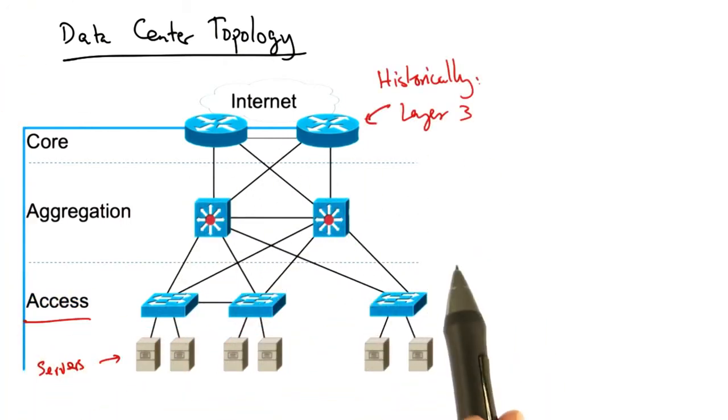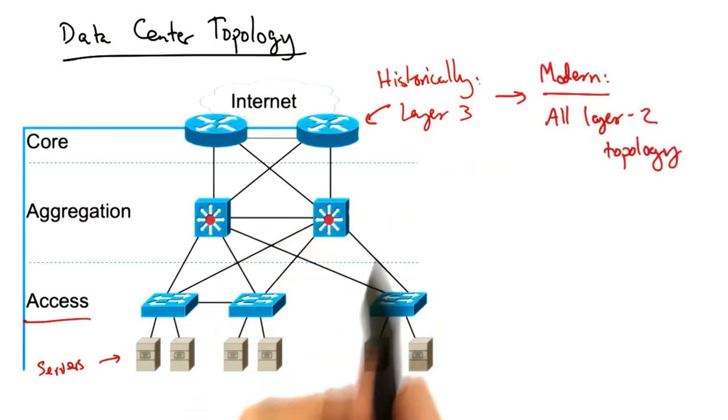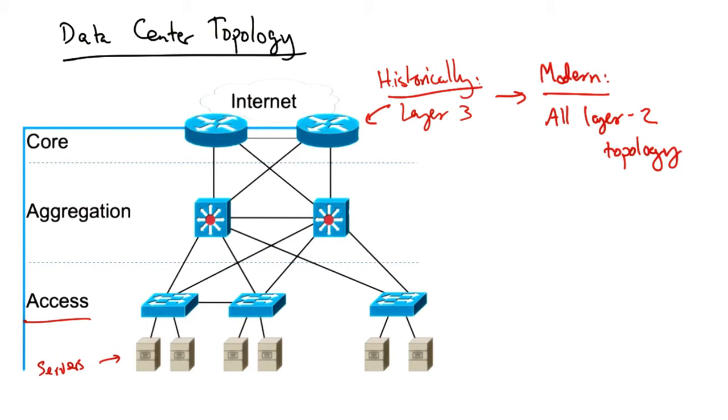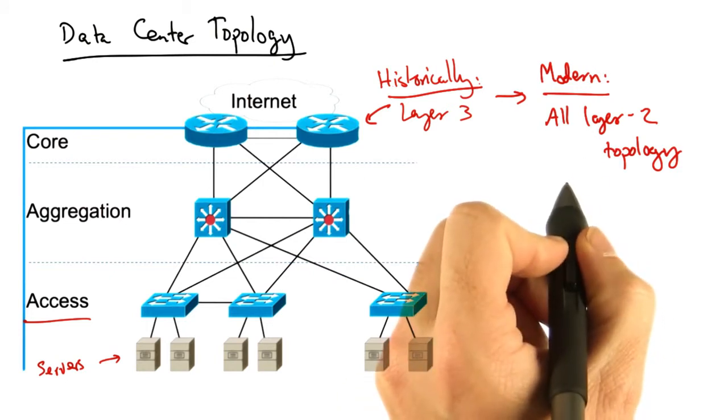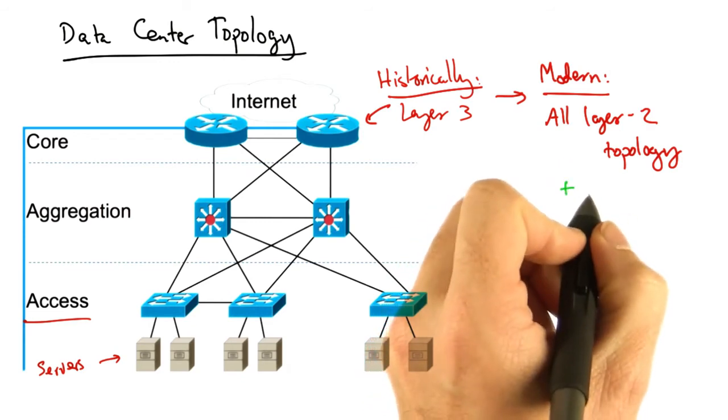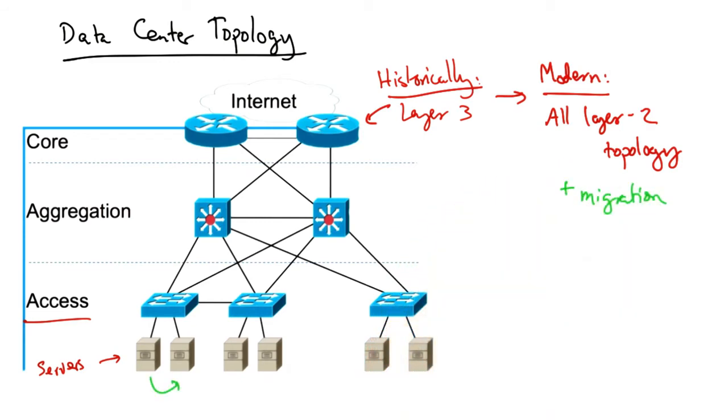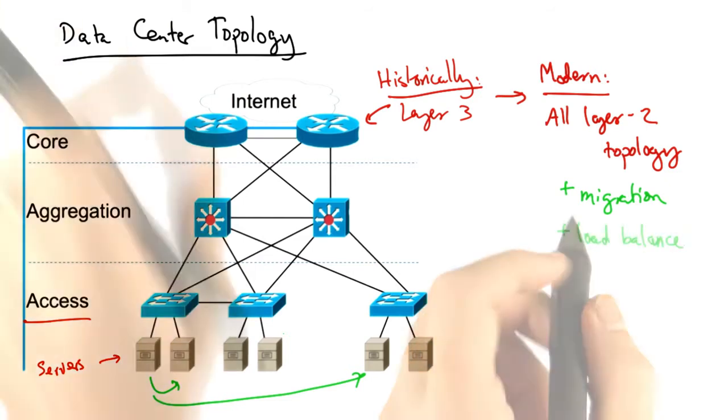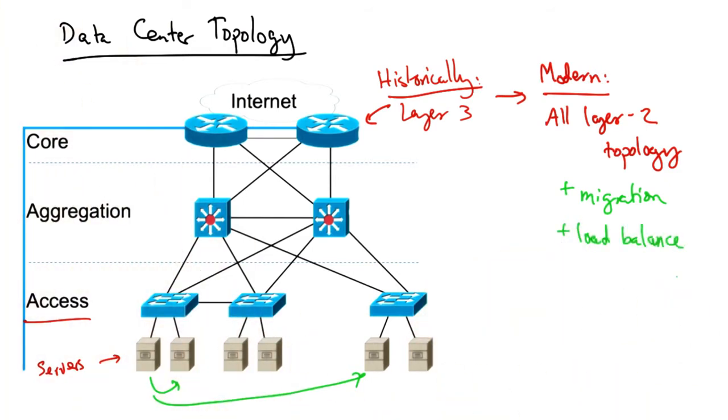Historically, the core of the network has been connected with layer 3, but increasingly, modern data centers are connected with an entire layer 2 topology. A layer 2 topology makes it easier to perform migration of services from one part of the topology to another, since these services can stay on the same layer 2 network and hence would not need new IP addresses when they moved. It also becomes easier to load balance traffic.